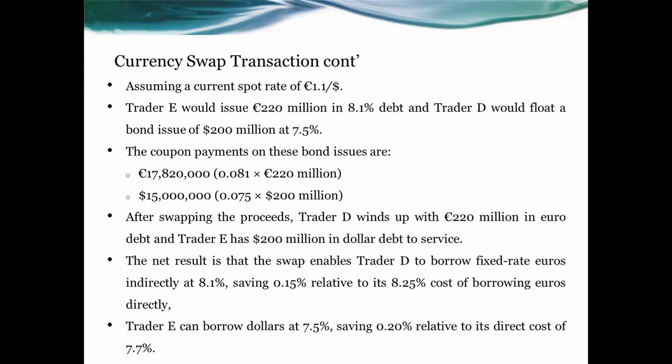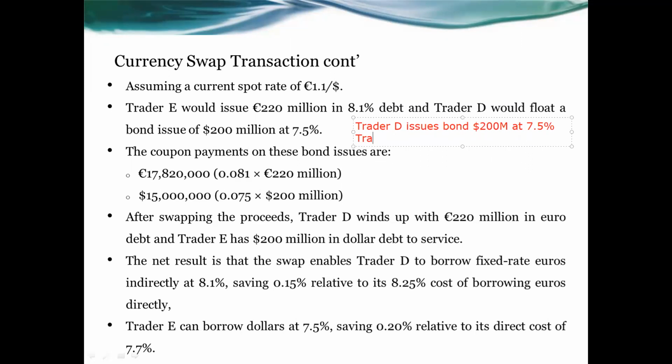Now look, this is what happens in swaps. Trader D issues a bond of $200 million worth at 7.5%, because that is the cheapest value. But he needs euros.